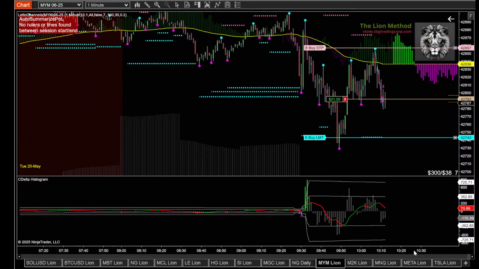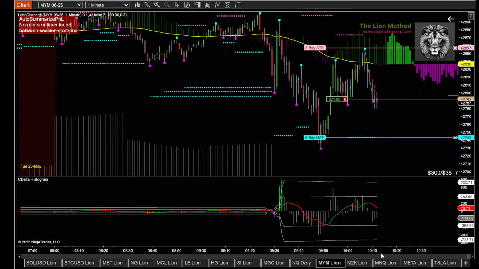Now this is short 8 contracts in the micro Dow. Again, that's based on risking our $300. You can see our risk analysis right down here at the bottom right part of the chart is where we put our number of contracts. So $300 risk, $34 per contract, and we're going to risk 8 contracts to get our $300.